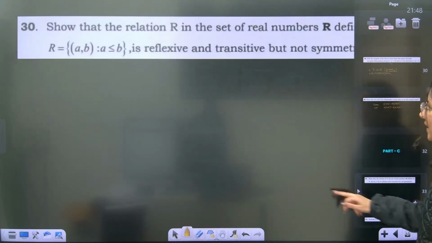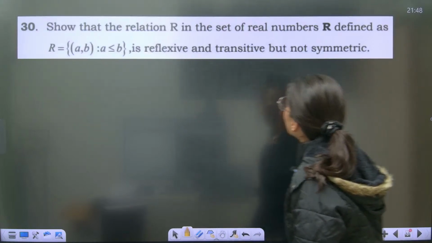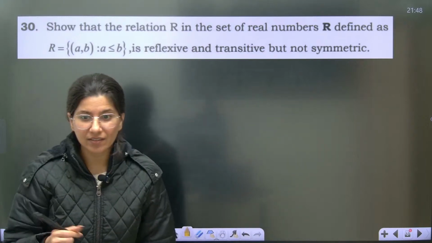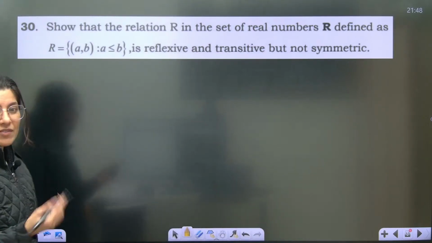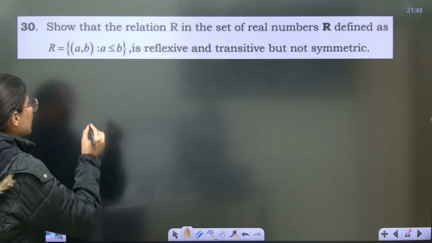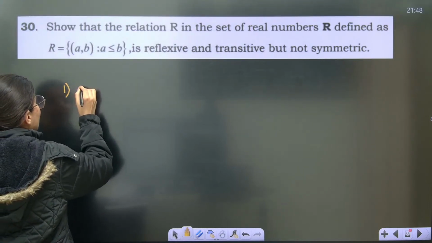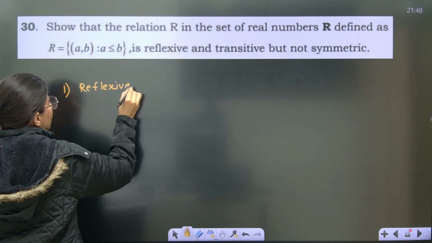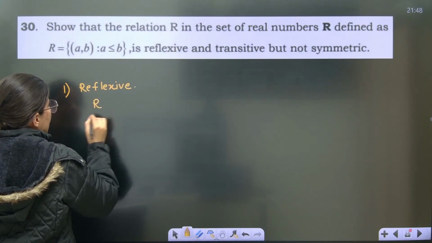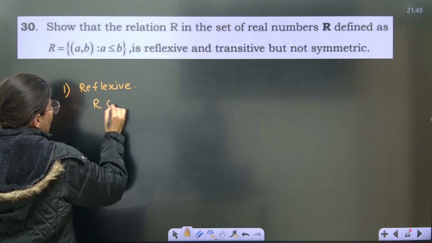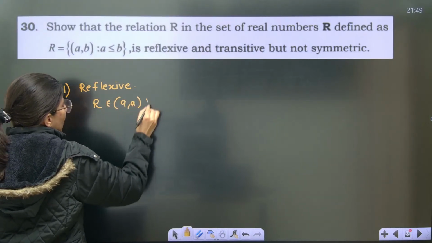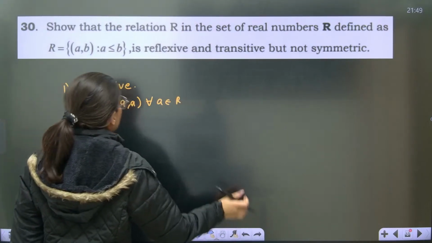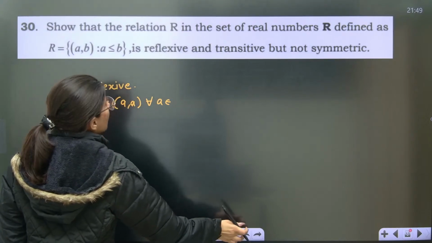Okay, yeah. Next part, by the way. Part C. Show that the relation R in the set of real numbers defined as this is reflexive, transitive, but not symmetric. So in this question we have to prove that the relation is reflexive. First thing, prove that relation is reflexive. Tell me when exactly the relation is reflexive. So relation R is said to be reflexive if (a, a) belongs to R for every a belongs to set A.